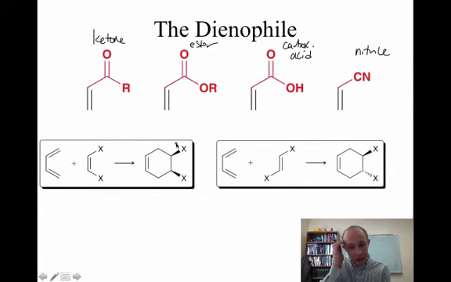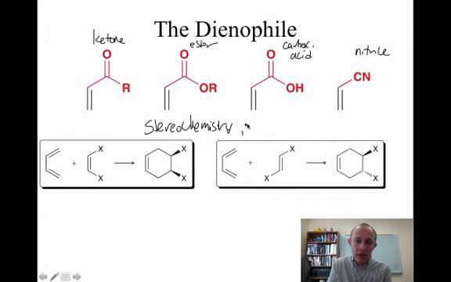What's important to note here is that the stereochemistry of the dienophile is preserved in the Diels-Alder reaction. That's really important. So we'll say stereochemistry is preserved. So what does that mean?